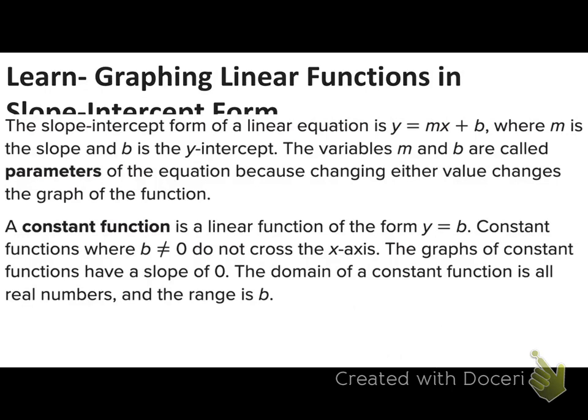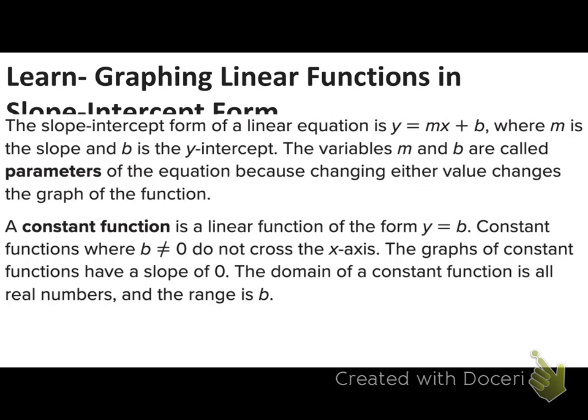When we're graphing, we also have these things called constant functions. A constant function is a linear function of the form y equals b. What does b represent? The y-intercept, more specifically. I heard someone say y, but I was looking for y-intercept. So, if I've got a function of the form y equals b, is there any x in that equation at all? No. We've talked about equations like this before, but we've never known them as constant functions. Constant functions where b does not equal 0 do not cross the x-axis.